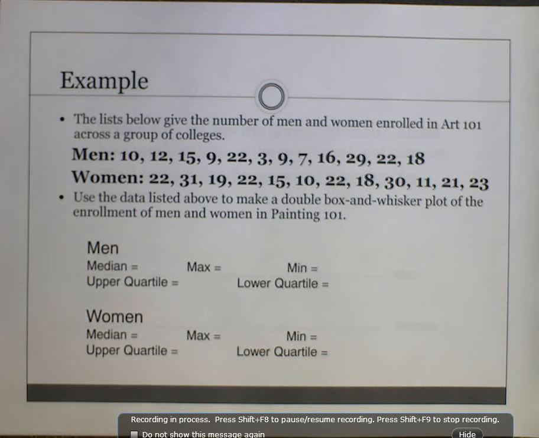Here's our first example. The first example says, the list below gives the number of men and women enrolled in Art 101 across a group of colleges. Use the data listed above to make a double box and whisker plot of the enrollment of men and women in Painting 101. All right, so back to step 1.